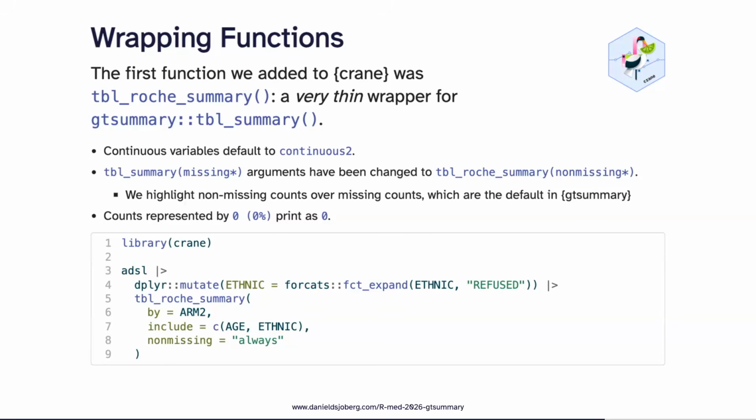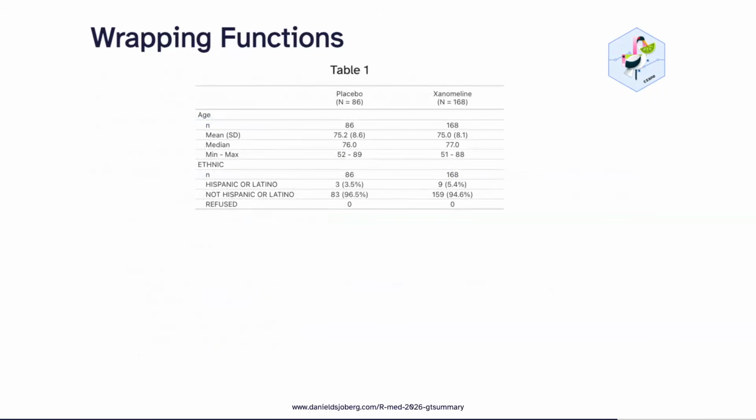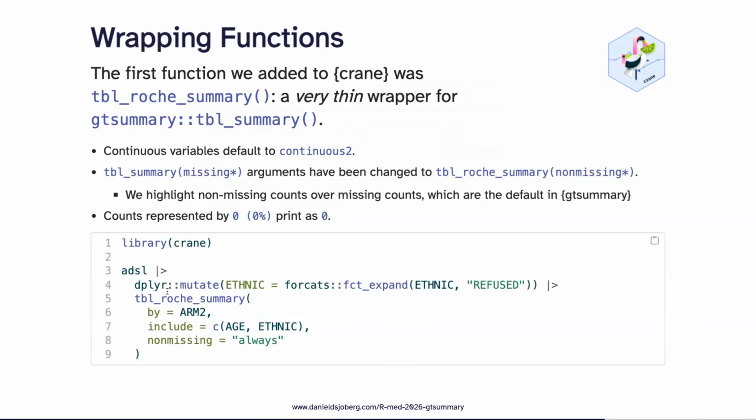And so we just wrote our own. It's a very thin wrapper. You write it once and you can just reuse it again and again and again. So here's a Roche summary table. Oh, let me go over the code a little bit more.